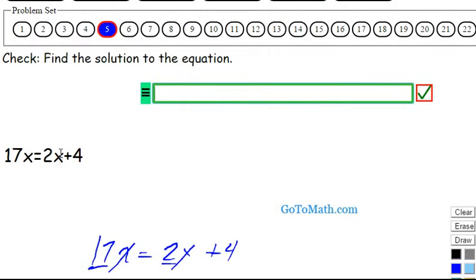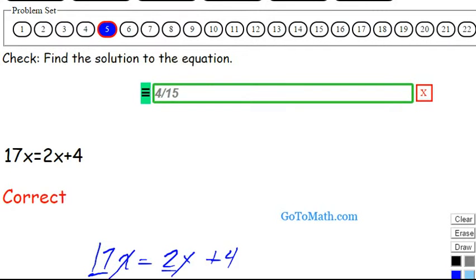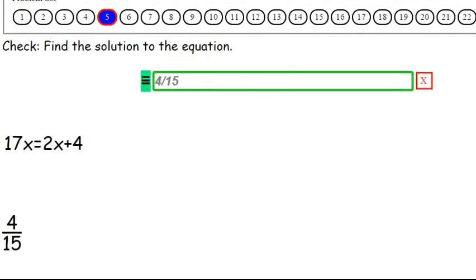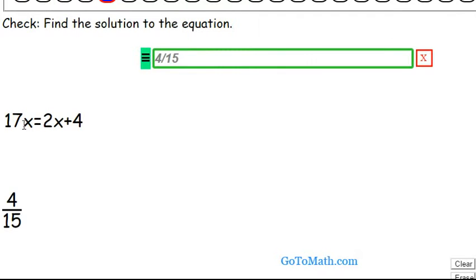4 over 15. Let's type that in. I never did see actually. Now it's too late now, but I think that's the way they want us to write it in there. Hell, I don't know, right? 4 correct. 4 over 15, yeah, there you go. So that's the solution. It's a rational number to this equation up here.